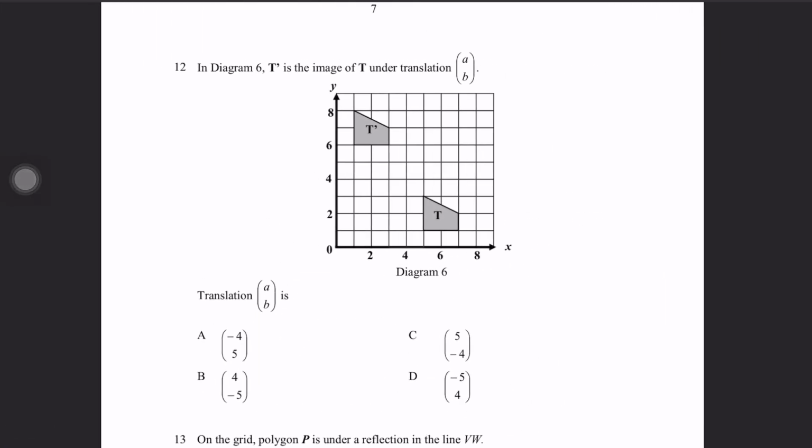Next, number 12. In diagram 6, T prime is the image of T under translation AB. So we know that this is our object, this is the image. So translation is from object to image. And we know A is X, B is Y: movement on the X axis, and movement on the Y axis.